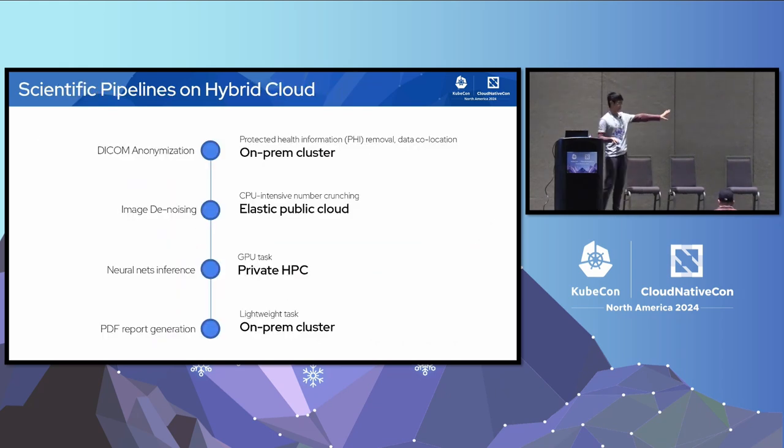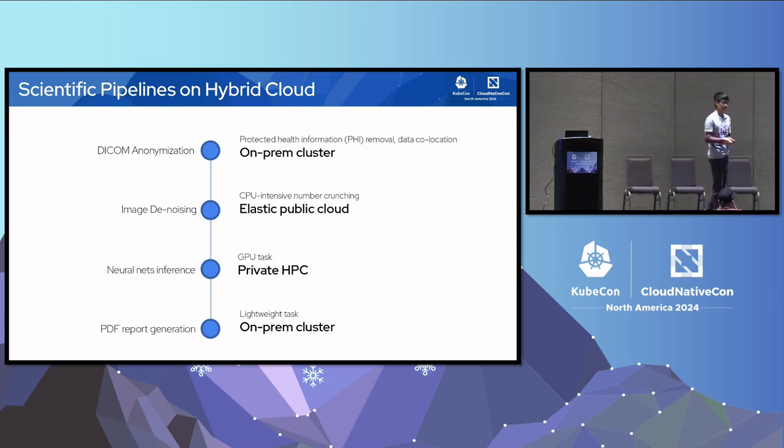So putting it all together, this is what a typical workflow is going to look like. We can pick and choose the right compute resource depending on what the computational needs are. The typical first step is we want to anonymize our data and strip it of any protected health information. Because we have protected health information, this has to run on-prem and ideally somewhere close to where the data originates from. And so, of course, we're going to choose our on-prem cluster for that.